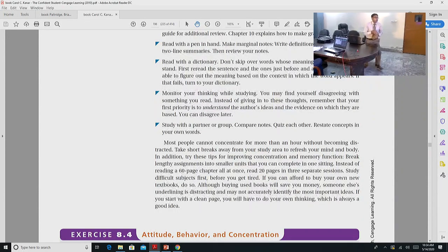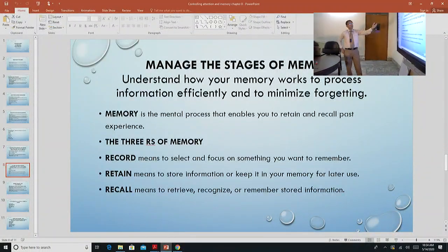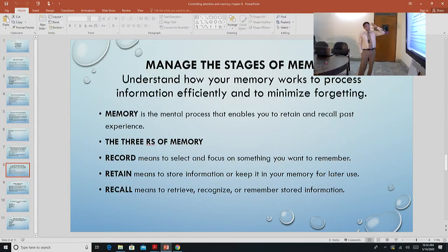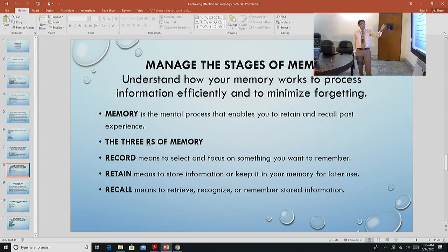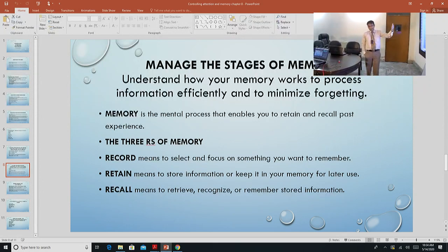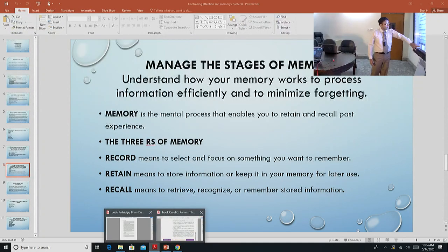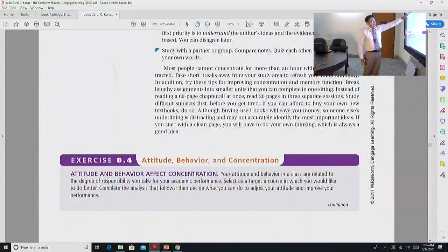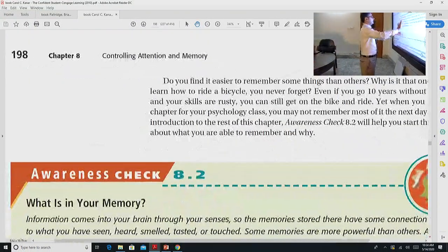Then the next step we need to understand is to manage the stages of memory. We have got different stages. Understand how your memory works to process information efficiently and to minimize forgetting. I told you we human beings forget, okay, because if we do not forget, then we cannot remember the good things that we need to remember. So our behavior, attitude, concentration, okay, all these things are very important.